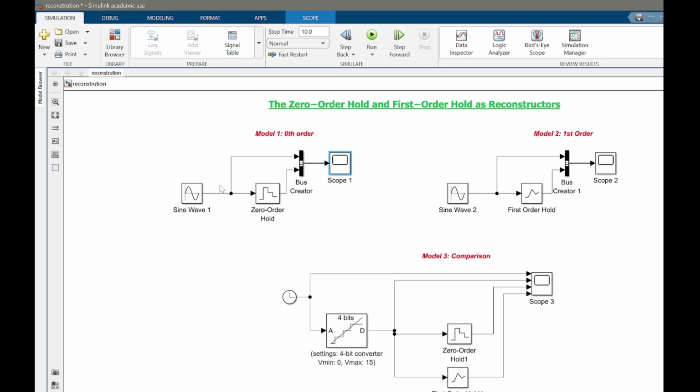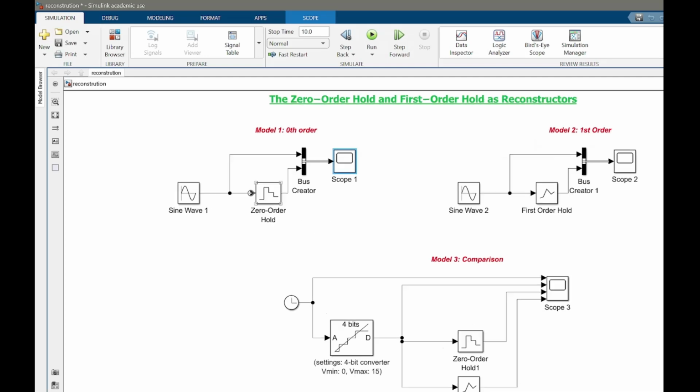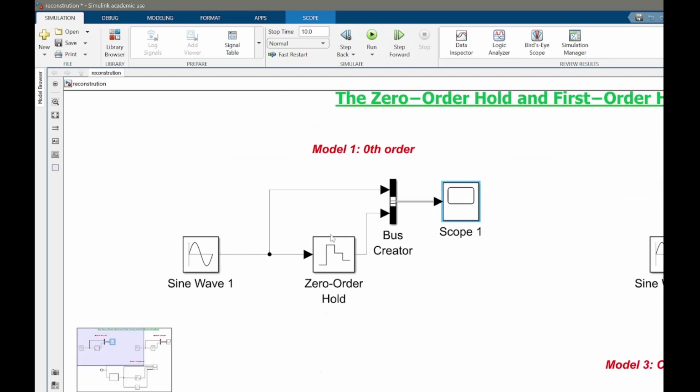In this video, I have prepared 3 Simulink models. We will go through each model step by step, understand how it works, analyze the scope output, and then compare the performance of zero order hold and first order holds. So let's begin. Firstly, model number 1 is a zero order hold.